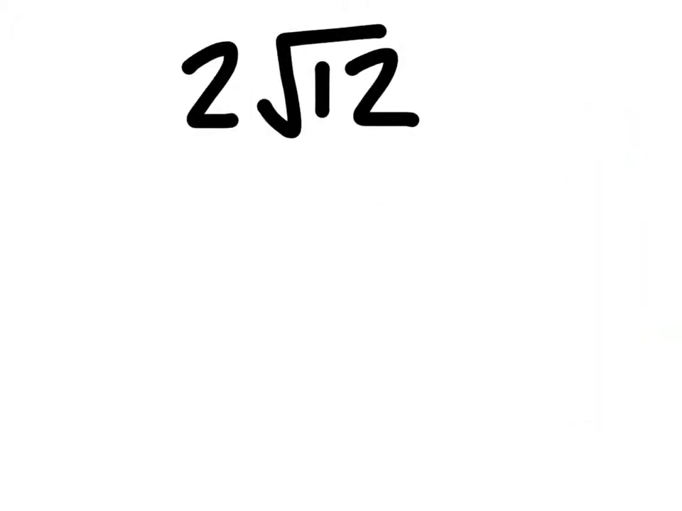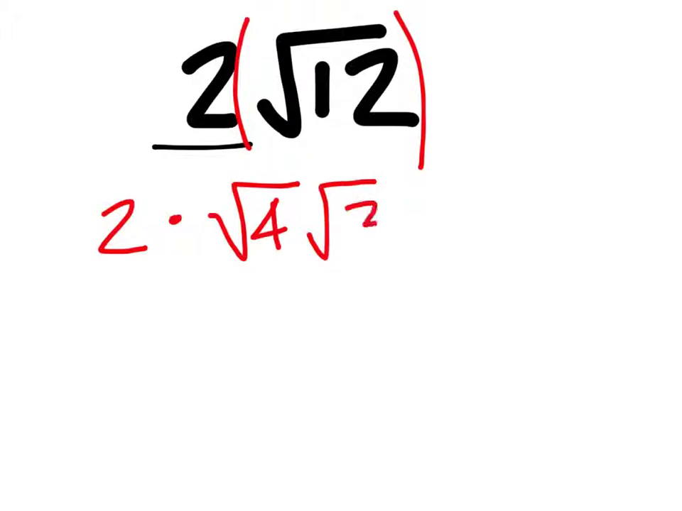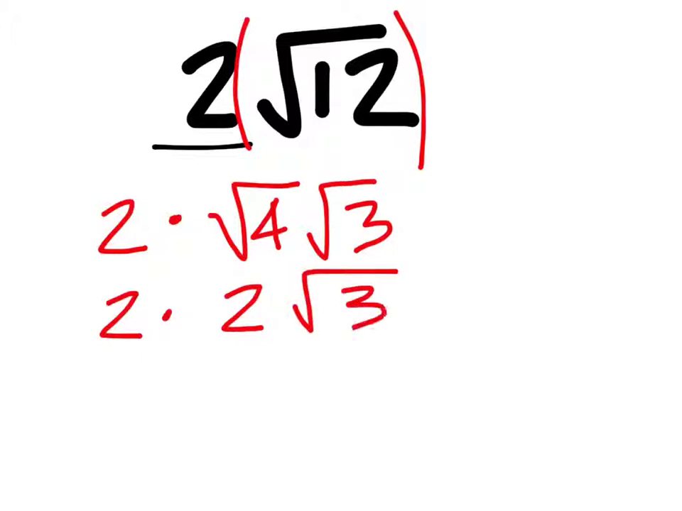In a case where you already have a number up against a radical, what you do is you still simplify this and keep the 2 off to the side for the time being. So break up the square root of 12 as 4 and 3. Now simplify the square root of 4 to be 2. And now you can multiply these two numbers together.